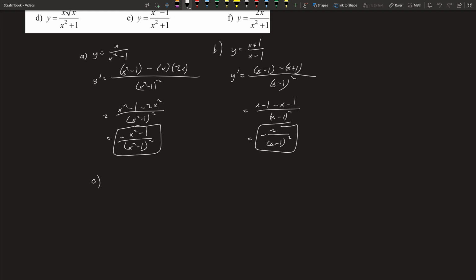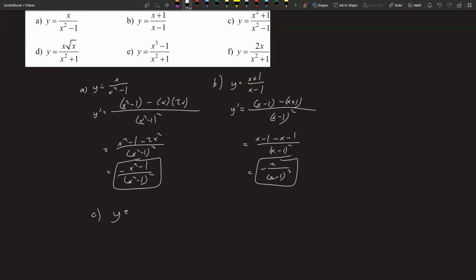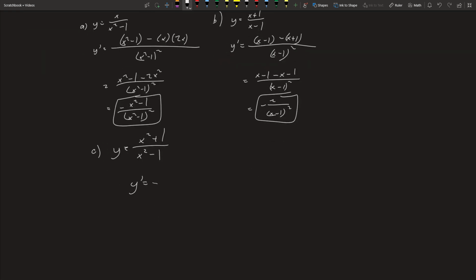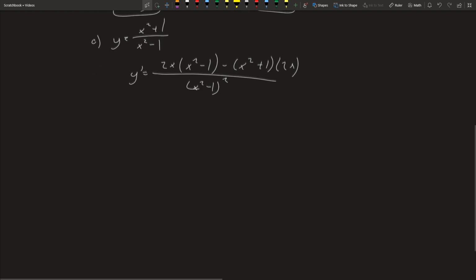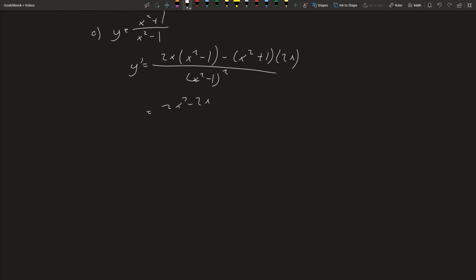Part C, let's see, what do we have? y is equal to (x squared plus 1) over (x squared minus 1). Same thing, y prime is equal to (x squared minus 1) squared in the denominator, and the numerator is 2x times (x squared minus 1) minus (x squared plus 1) times 2x. Distribute, we have 2x cubed minus 2x minus 2x cubed, sorry, minus 2x here, minus 2x over (x squared minus 1) squared. This is equal to minus 4x over (x squared minus 1) squared.